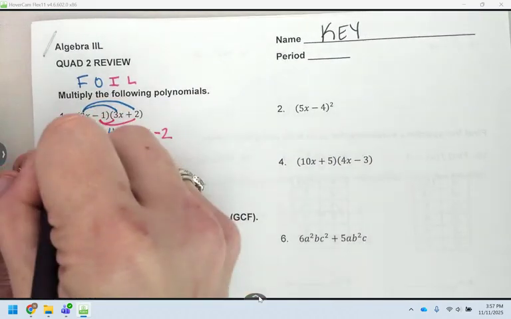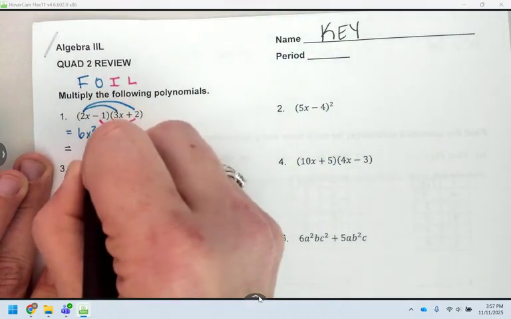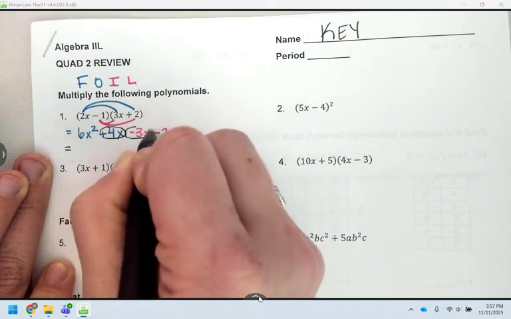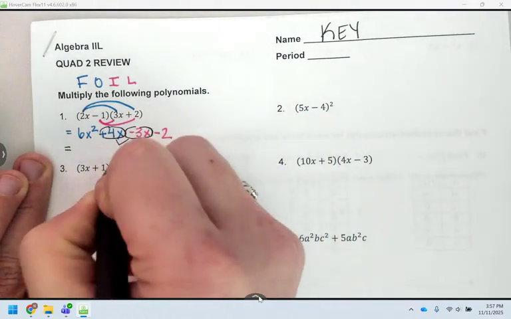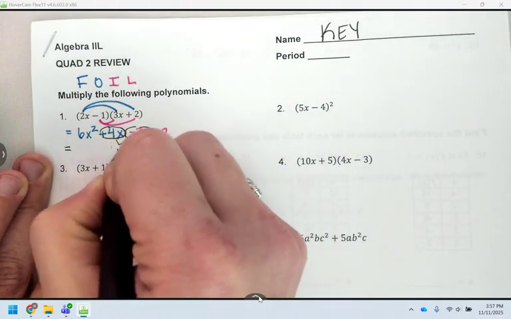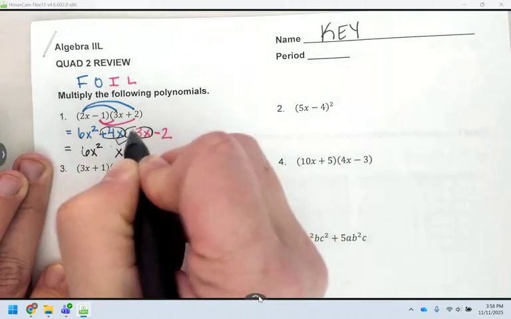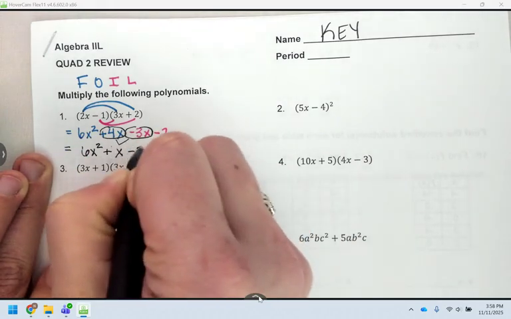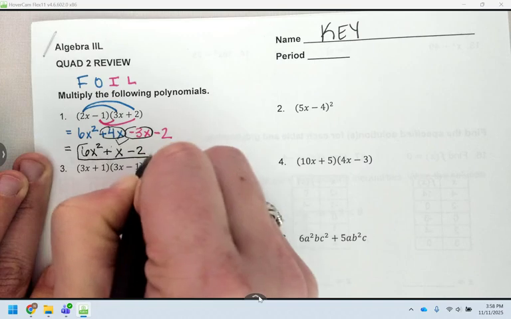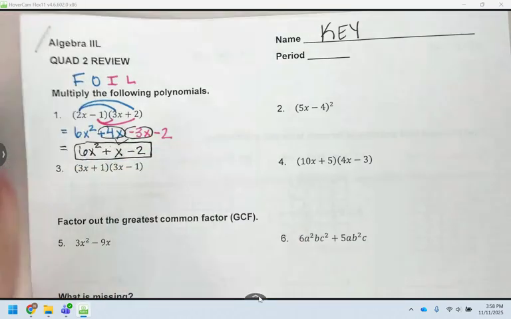From there, we combine like terms. 4x minus 3x is a 1x. You do not have to write the 1. So we have 6x squared plus x minus 2 would be your answer for this one.